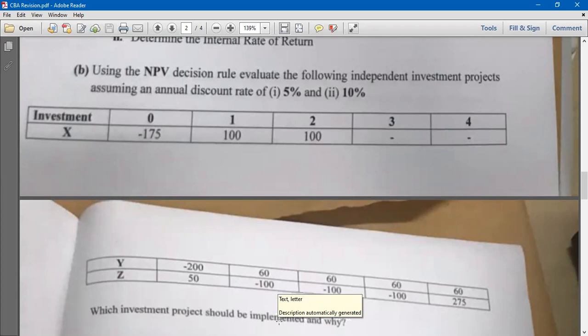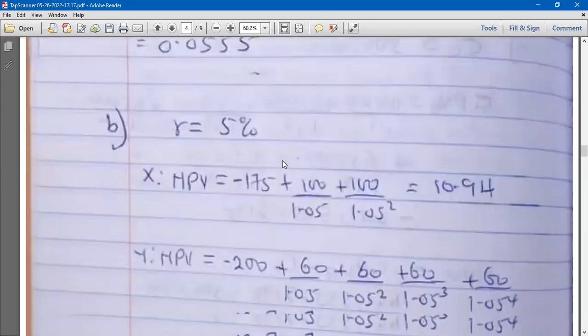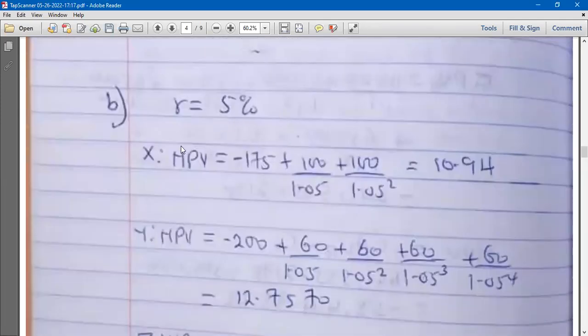So we have to find the MPV for all the projects using I, 5%. Then we make our decision there. Then we go to II, 10%, then there to make our decision. Okay. So let's look at the first one when the interest rate is equal to 5%. So R is equal to 5%. Let's take the first project, project X.